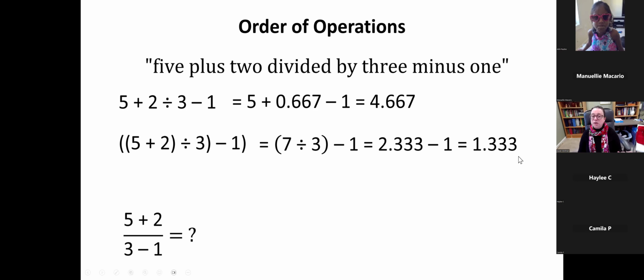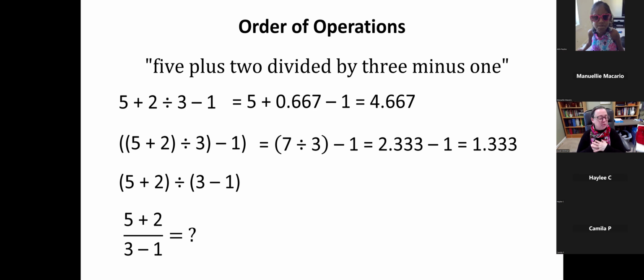Right. So this is what you'll get if you just enter it in as a spoken word: 5 plus 2 divided by 3 minus 1. This third way is what happens if you put in those parentheses, which was what was intended by this problem. 5 plus 2, do that first, divided by 3 minus 1.